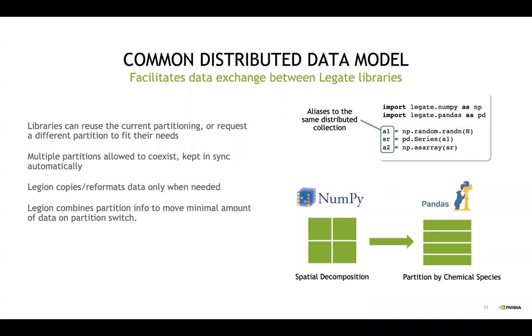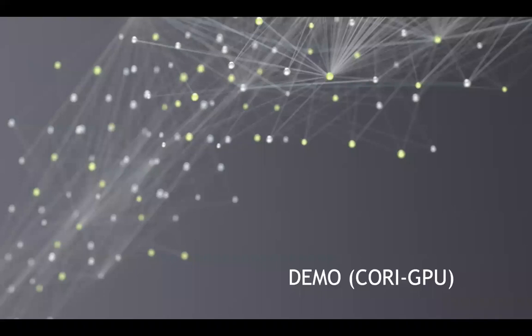All of these can coexist, and they are kept in sync by the runtime. When repartition is necessary, it will only move the minimal amount of data to make sure the new partition is valid. So with these two features, we built the different libraries on top of a common backend. All right, so that was the high level overview of how Legate works.